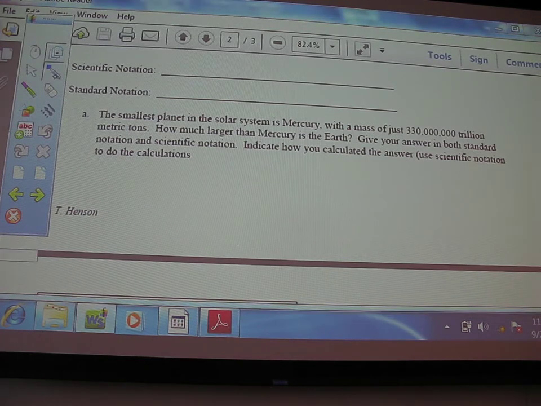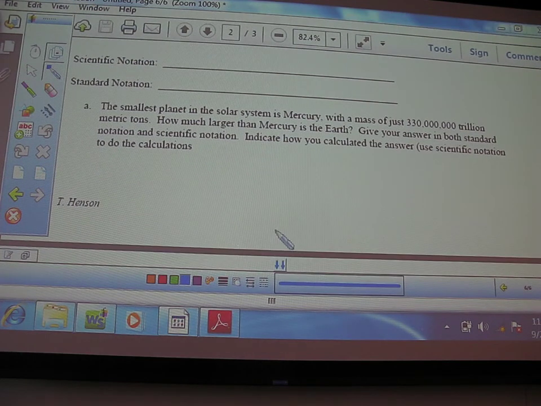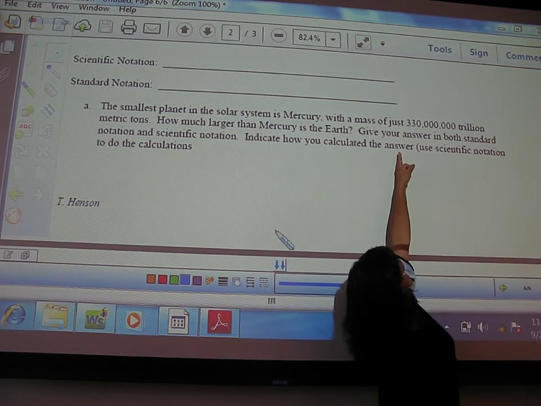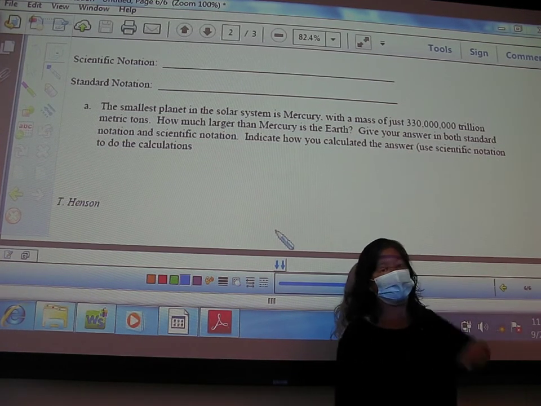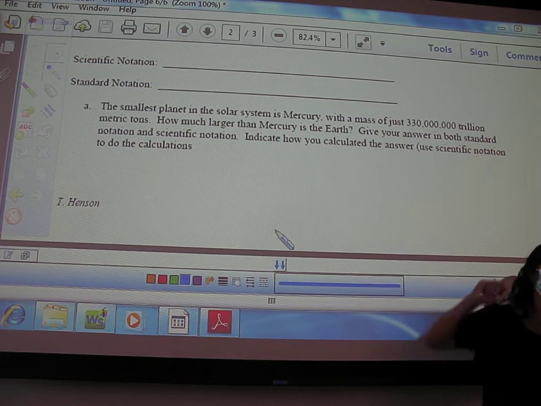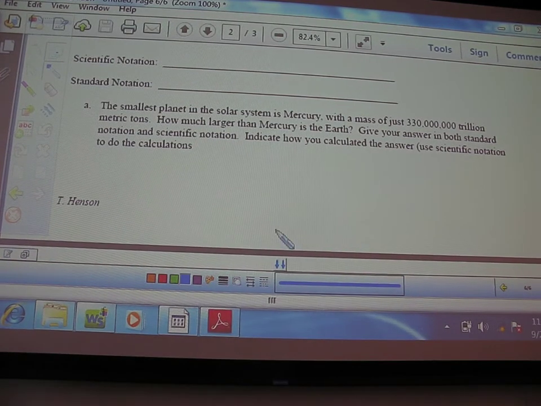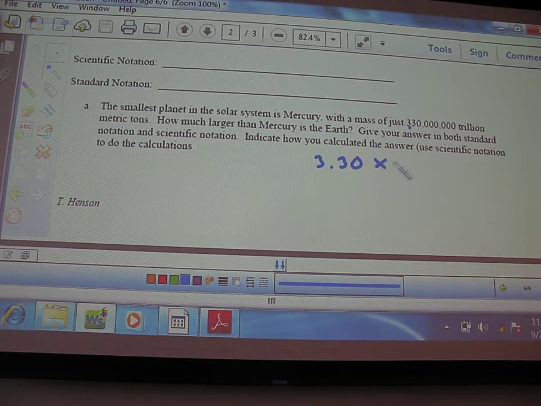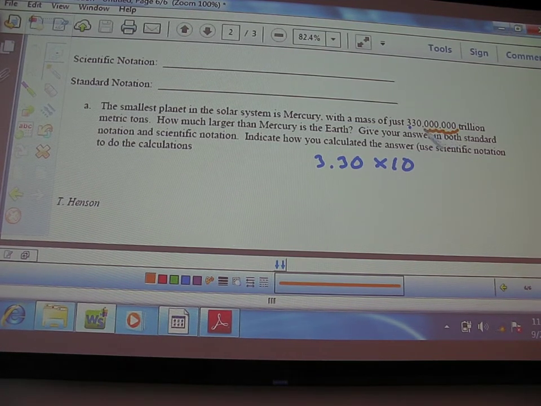So, first of all, let's change Mercury to scientific notation. And again, as a reminder, scientific notation is where you want your decimal place after the very first number, and then you multiply it by 10 to the something, depending on how many places you move that decimal place over. So I want my decimal place after the 3, so I'm going to want 3.30 times 10 to the something. What's that something? How many places do I have to move it over? I move it over 1, 2, 3, 4, 5, 6, 7, 8 times. So it's going to be 10 to the 8th.